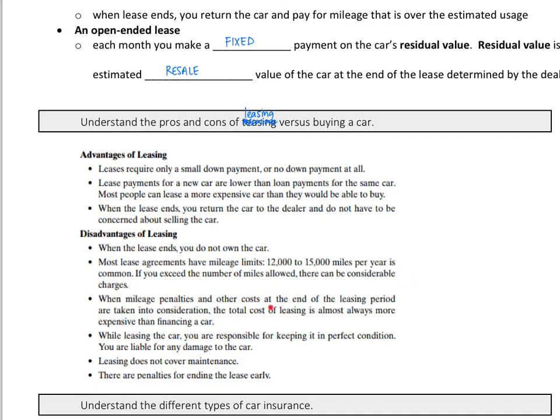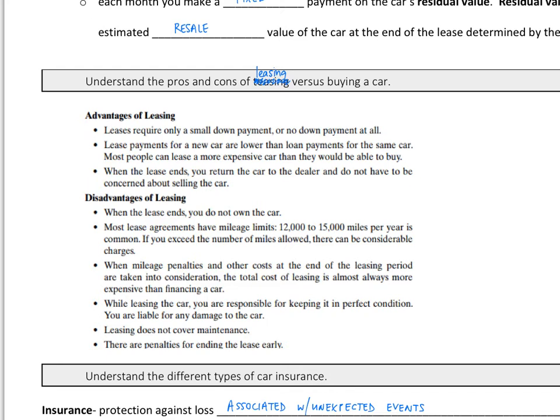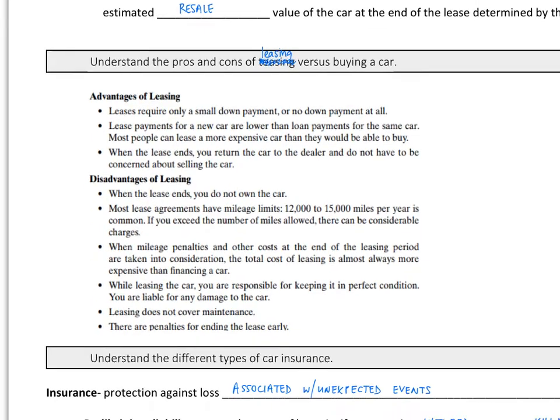When mileage penalties and other costs at the end of the leasing period are taken into consideration, the total cost of leasing is almost always more expensive than financing, meaning buying a car. While leasing the car, you're responsible for keeping it in perfect condition. You're liable for any damage, so any dings that you might get in a parking lot, those are on you. Leasing does not cover maintenance, so you still have to pay for maintenance of the vehicle. And there are penalties for ending the lease early. So if you take a look, there's way more cons than advantages to leasing.